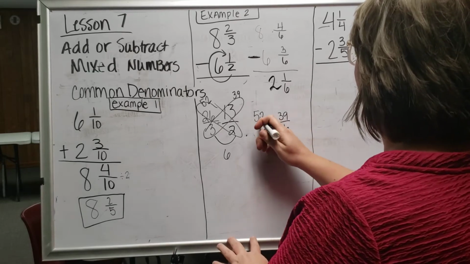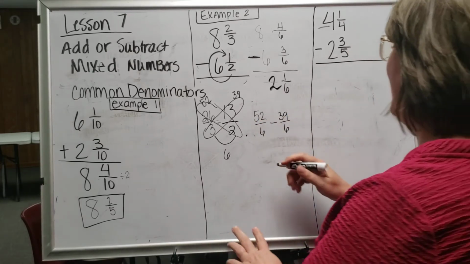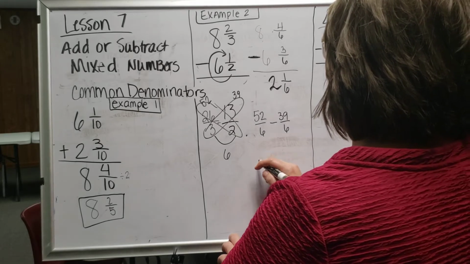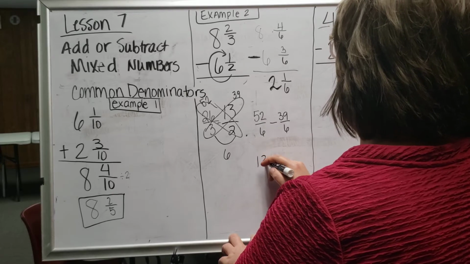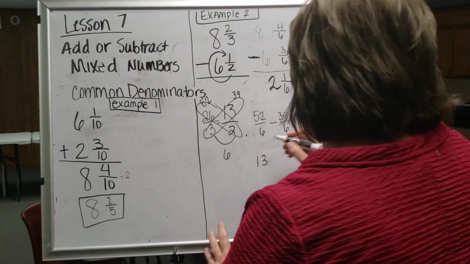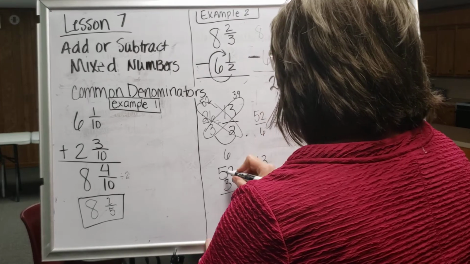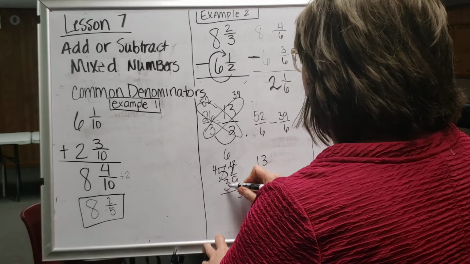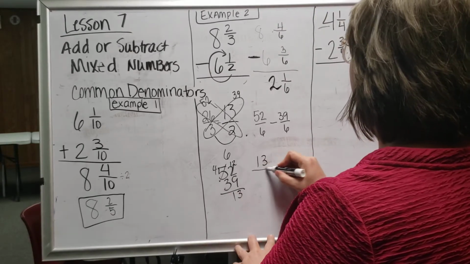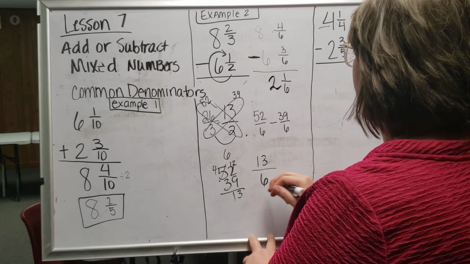Okay? So 52 minus 39, oh my goodness. Okay, so that's going to be, I think it's 13. I don't know, I'm not good with mental math here, guys. So I'm going to go back and I'm going to double check my answer. So 12, yeah, that's 3 and that's 1. Okay. Yay, Miss Berry. Okay, so 13 over 6.